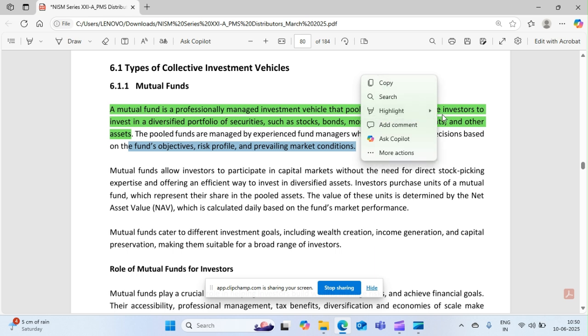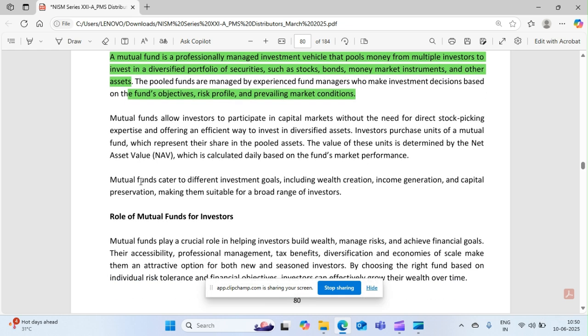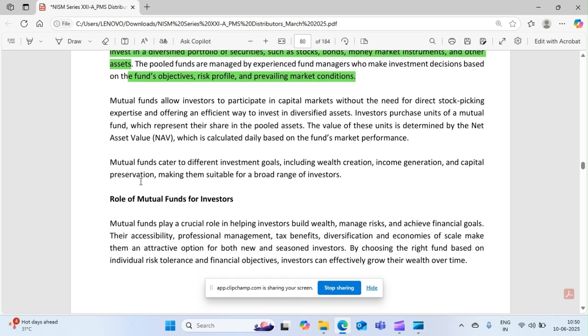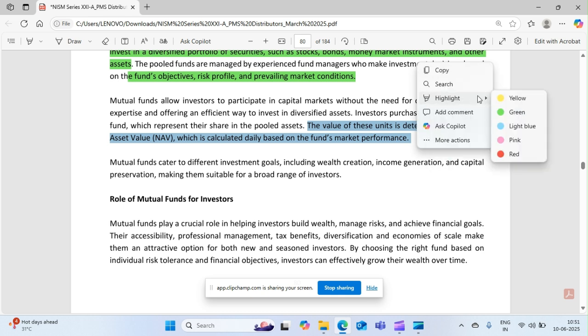These are the important things that you should know when you are preparing for the exam, right? So mutual fund allows investors to participate in the capital market without the need to have direct stock picking expertise. So that's where mutual fund helps you, because if you do not have stock picking ability, then you can rely on a mutual fund, and mutual fund demonstrates the value of its investment through what is called NAV or net asset value, right?